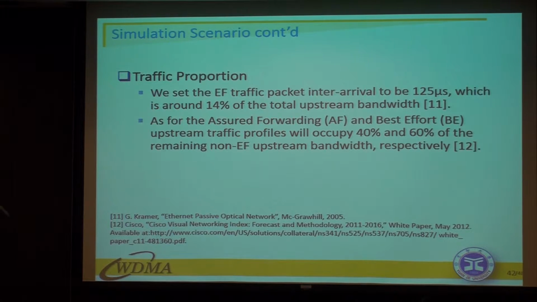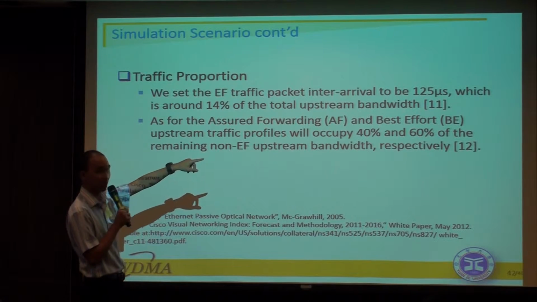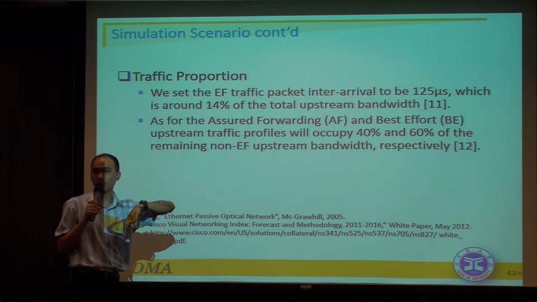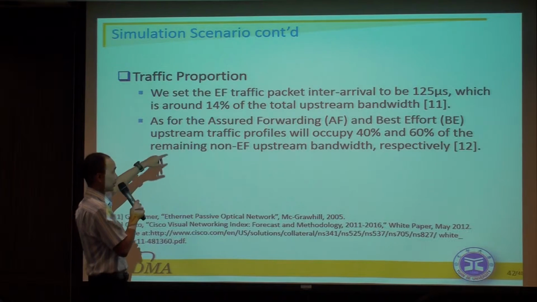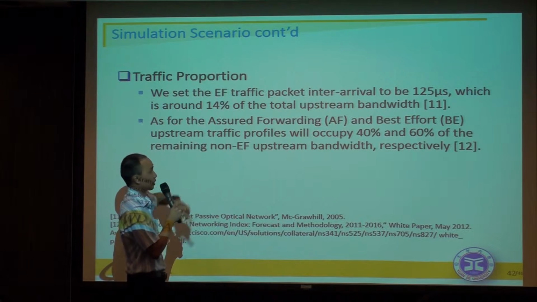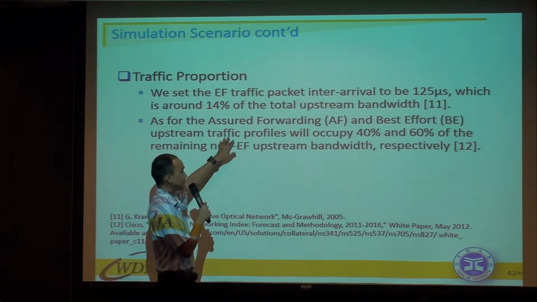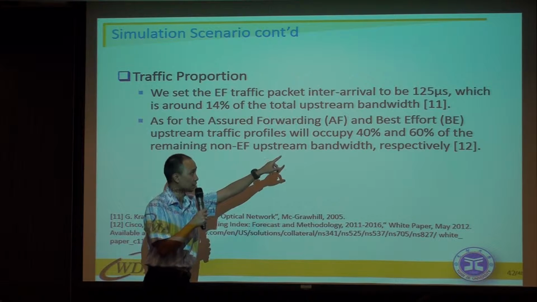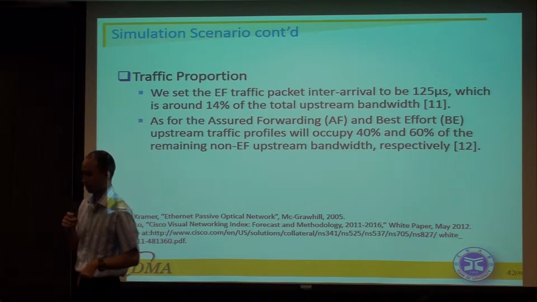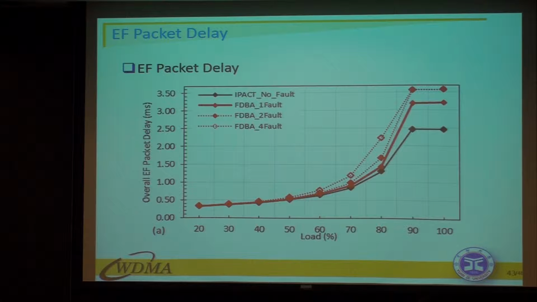Here is the traffic proportion. The interarrival is fixed. It's based on citation 11. It emulates the T1 data for the voice, and it's around 40% of the total upstream bandwidth. And the remaining bandwidth after the EF traffic will be occupied by the AF, the video, and the best effort traffic, around 40% and 60%.